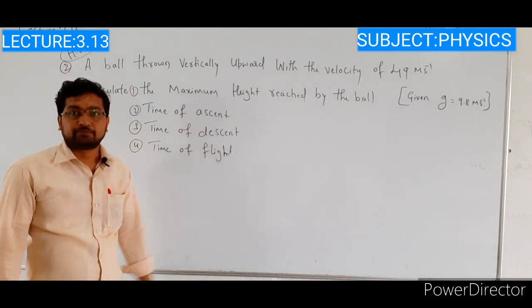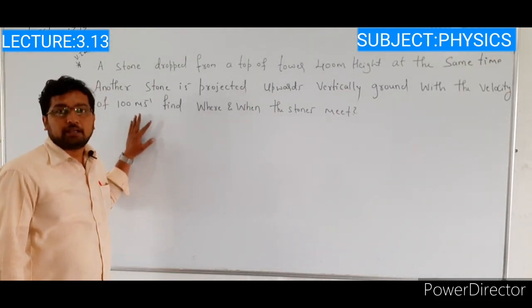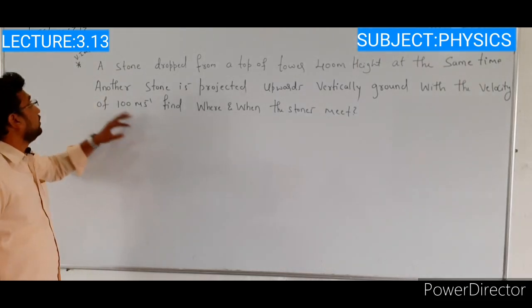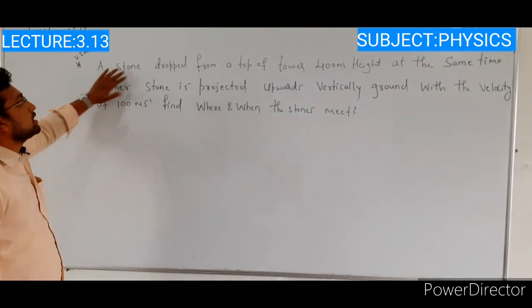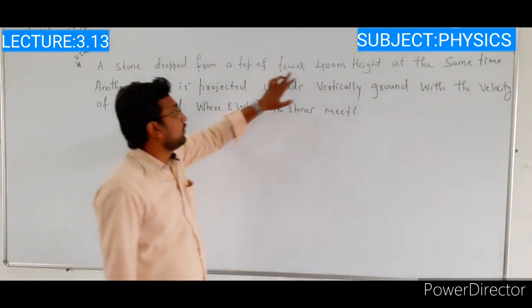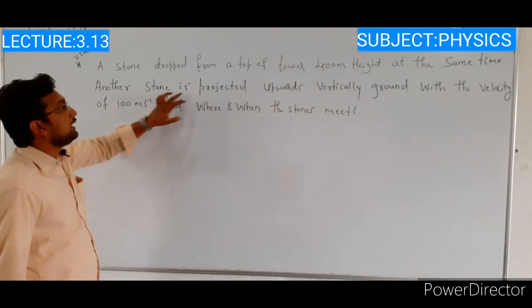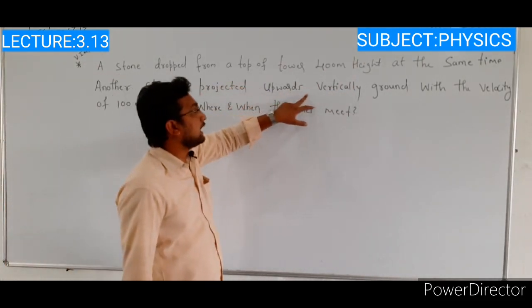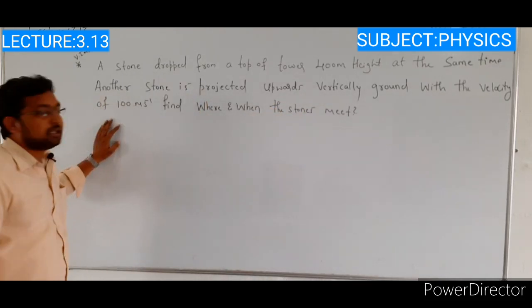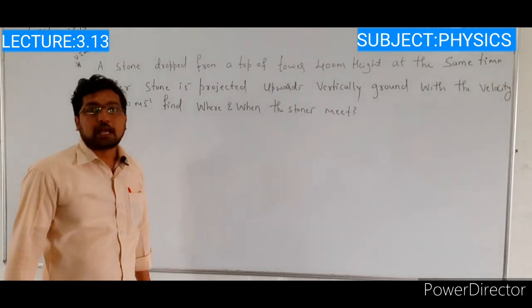Try it yourself. The next problem is a very important problem. It is asked many times in the final examination. See here, the problem is: a stone is dropped from the top of a tower 400 meters high. At the same time, another stone is projected vertically upwards from the ground with a velocity of 100 meters per second. Find where and when the stones meet.